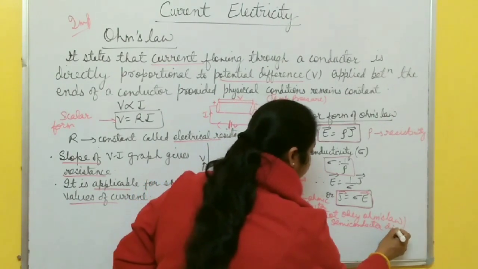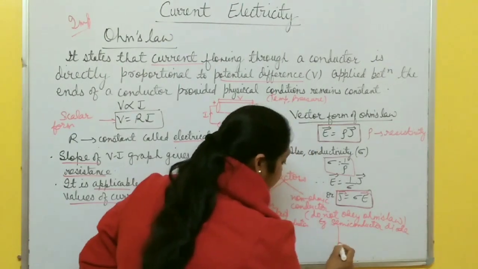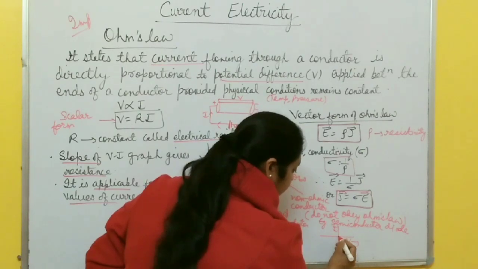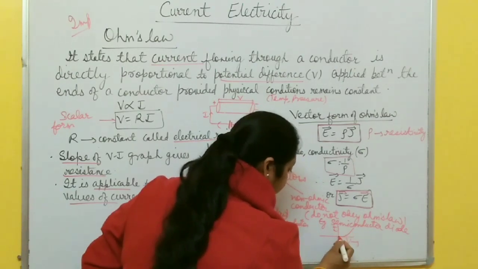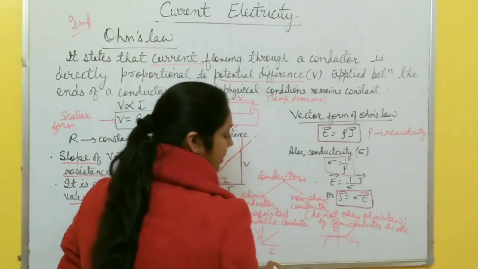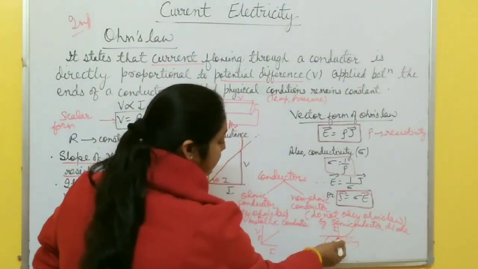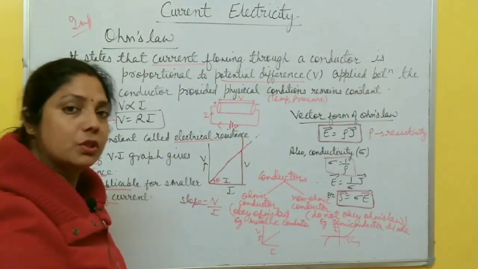Semiconductor diode: the graph is not a straight line. If you draw a graph between V and I, it looks like this, with forward bias and reverse bias. The graph is not a straight line; it takes some curve. It means it does not follow Ohm's law.